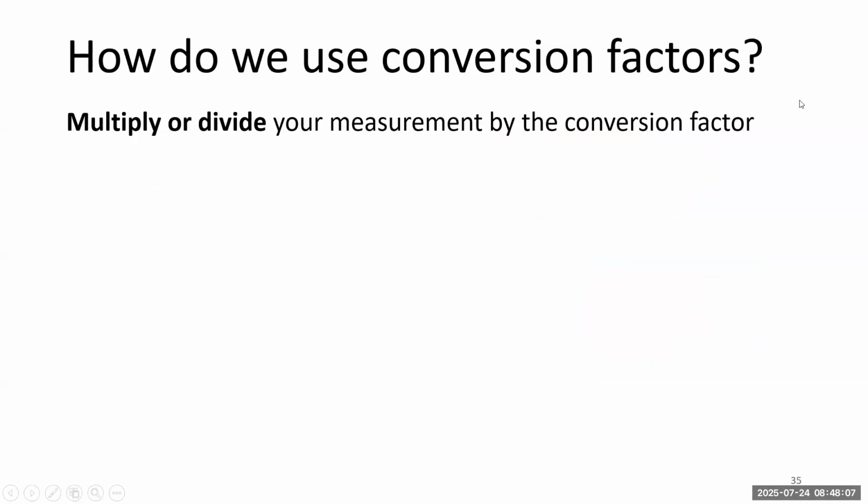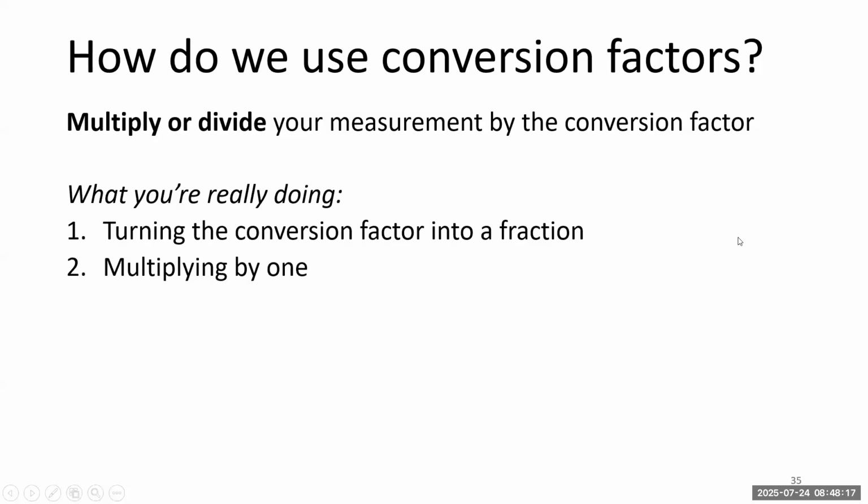So how do we use those conversion factors? We want to multiply or divide the measurement that you're given by the conversion factor. What you're really doing here is turning the conversion factor into a fraction and then multiplying by 1, using the rules of algebra to get rid of the factors in the equation that aren't useful to you and leave you with the one that you want.